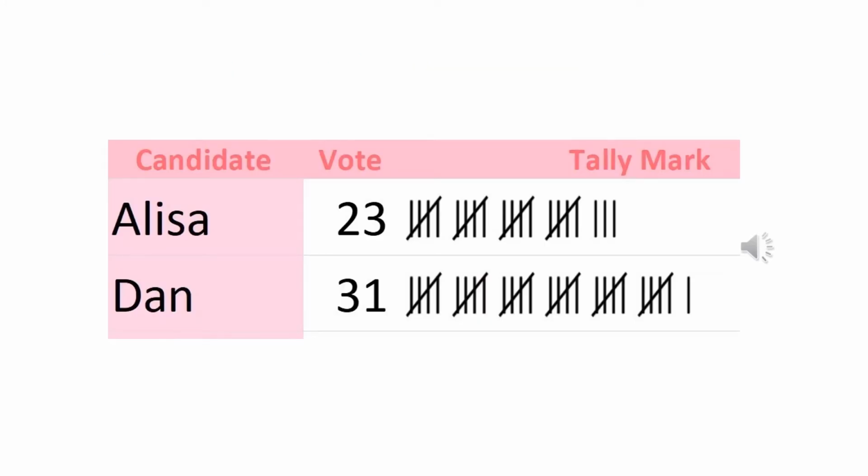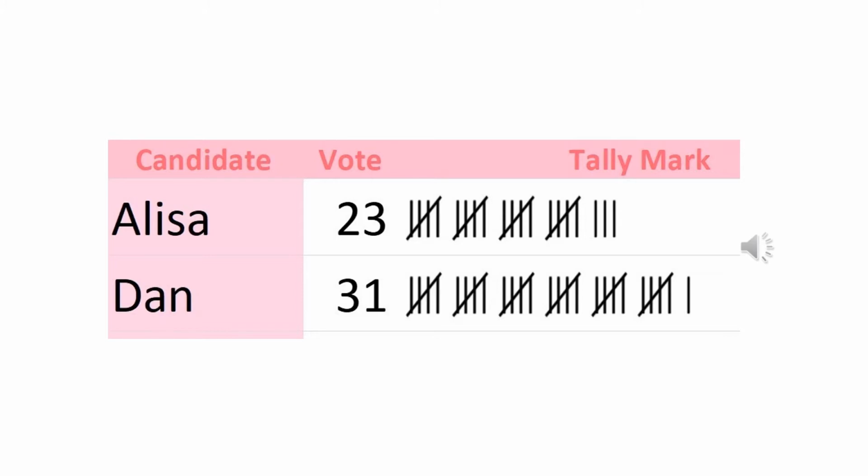Here is something else that we need to do today, Monday. Look carefully at this example. This was an election, and there was a girl called Alyssa and a boy called Dan, and their votes were added up using tallies. Hopefully you can remember how to do a tally.